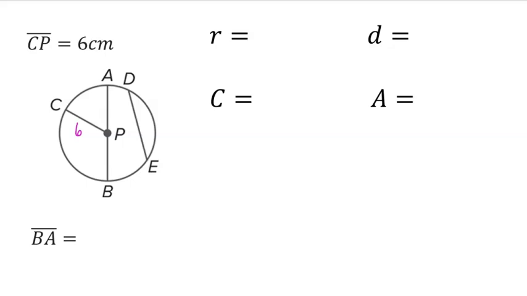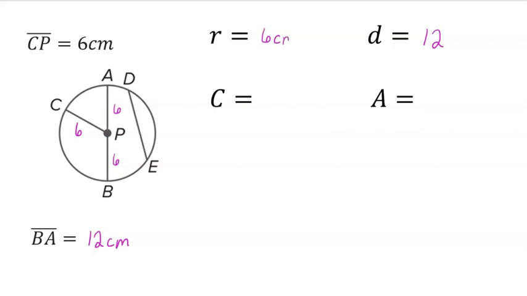Well, CP is a radius. It's going from the center to a point on the outside boundaries of the circle, and so the radius is going to be 6. Your diameter is going to be twice that, and so our diameter is going to be 12. If we were looking at BA, that means that this piece is 6 and this piece is 6. And BA is a diameter of the circle. It has both endpoints on the end of the circle and it goes through the center. So BA is also 12 centimeters.